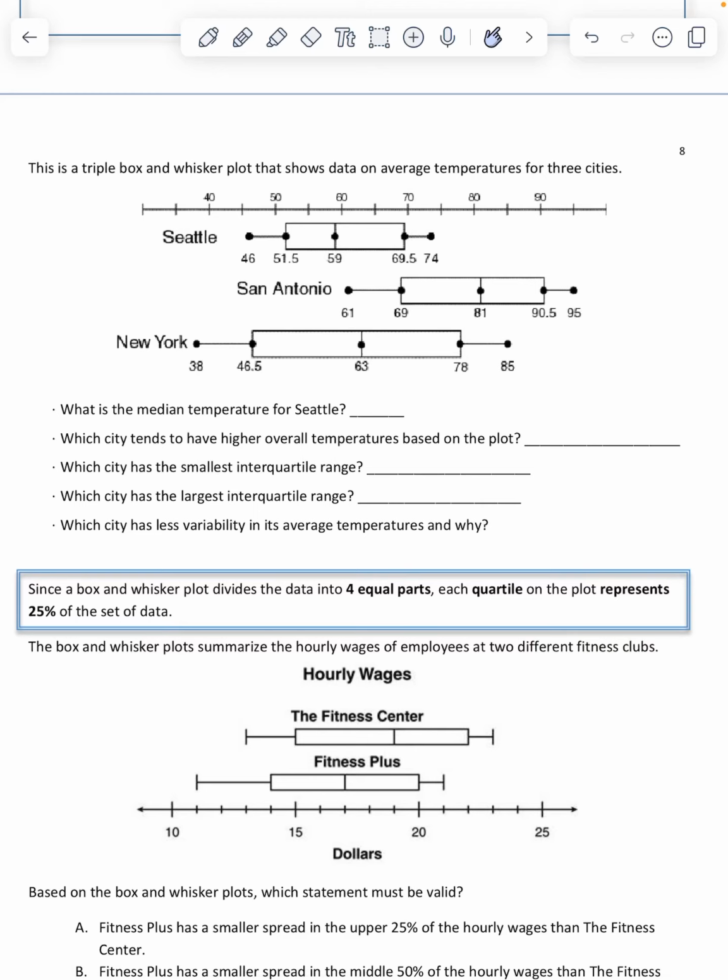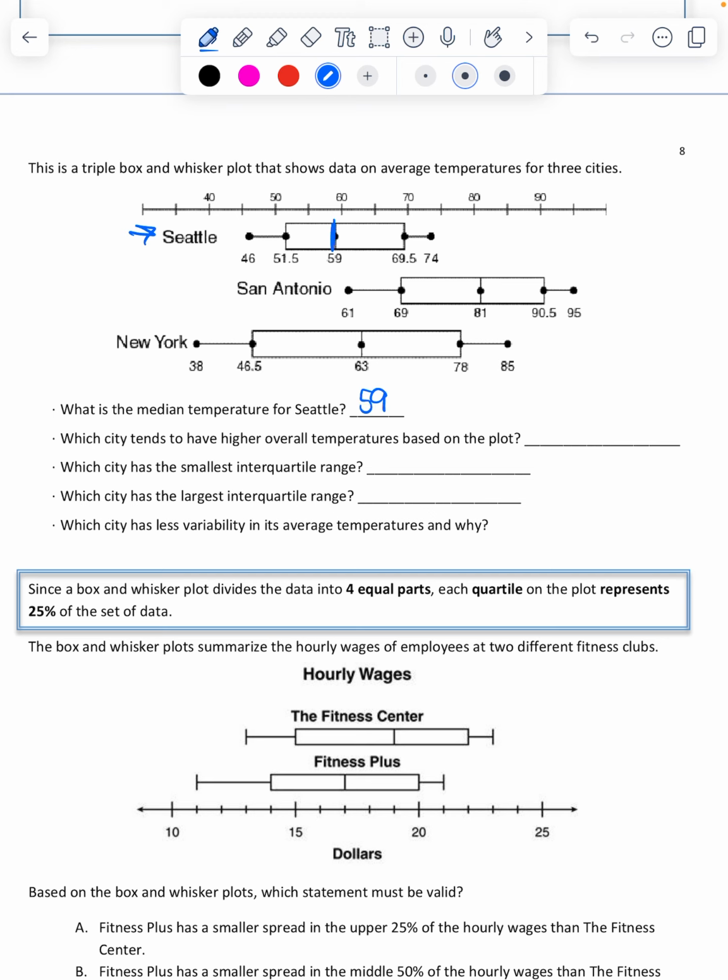So I think it's important to show an example of a triple box and whisker plot and go through some of the questions. A triple box and whisker plot or a double box and whisker plot is basically going to be multiple box and whisker plots along the same number line showing data for different things. So we're showing average temperatures for 3 cities, Seattle, San Antonio, New York, and then just different questions. What's the median for Seattle? So you would go to the Seattle one. I can see this is the median, this is 59.